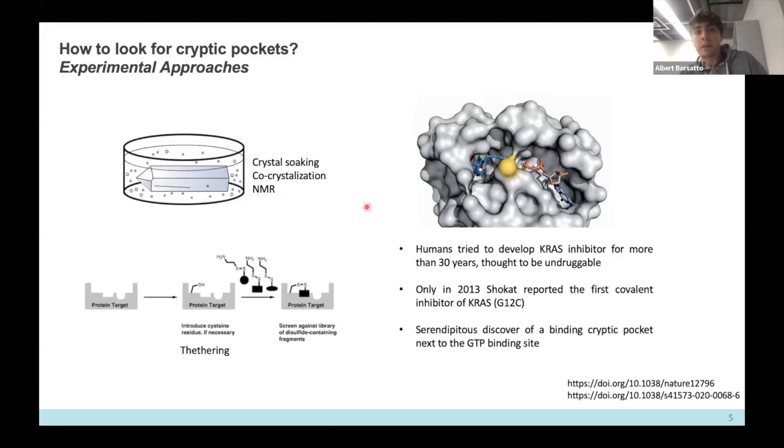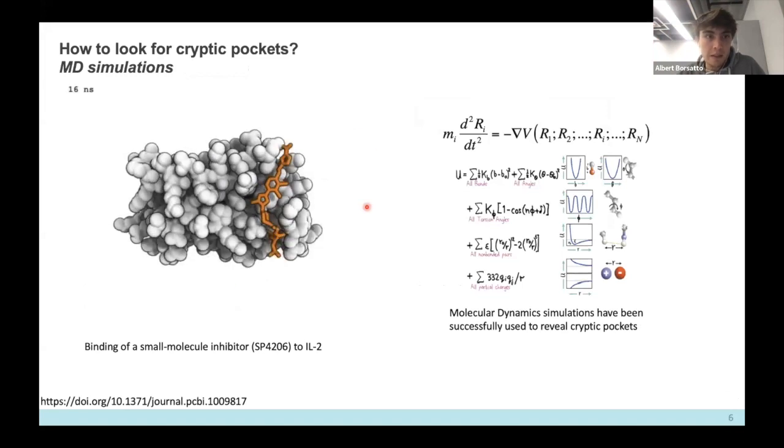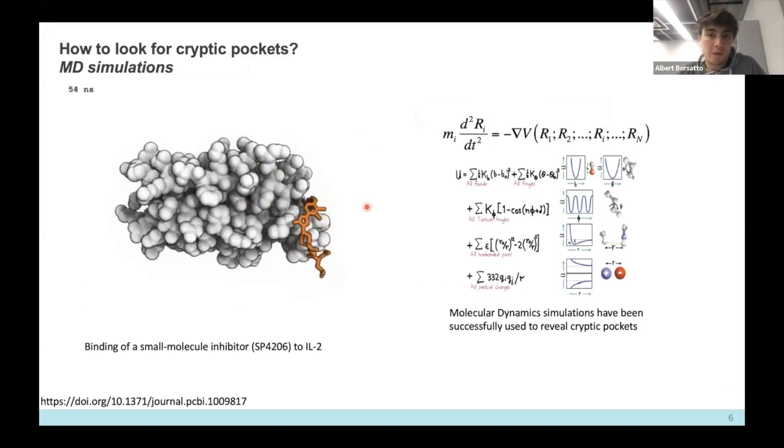So yes, experimental approaches can be quite useful in detecting cryptic pockets, but they often depend on serendipitous discovery of this kind of hidden pocket. So we have, of course, a different approach, which is what we're taking in Gervasio's group. And this is based mostly on MD simulations.